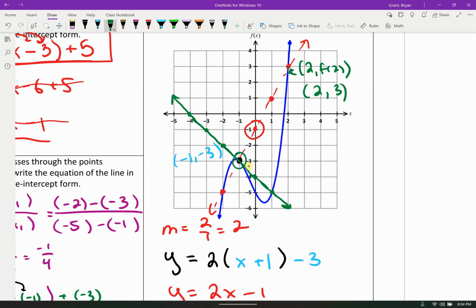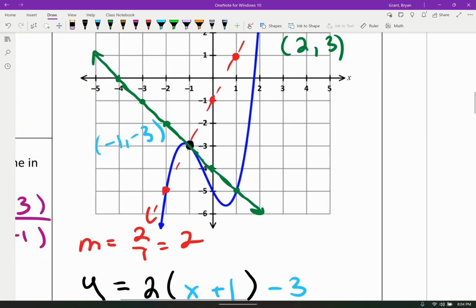It actually crosses or intersects in 2 different places. It's still a tangent line. The reason it is tangent is actually twofold. First, they share a point, negative 1, negative 3, and they share the same steepness. They share the same slope.